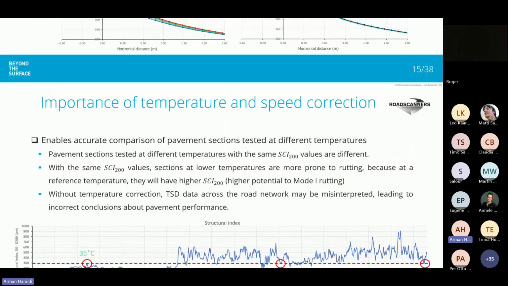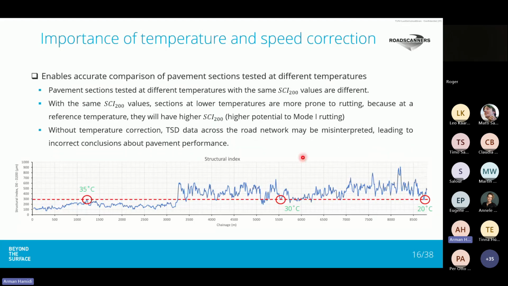So temperature and speed affect deflection measurements. But at network level, what is the importance of correcting these effects? Why do we need to correct the effect of temperature and speed variations? Consider this curve of SCI 200 for a road section in the Finnish road network.